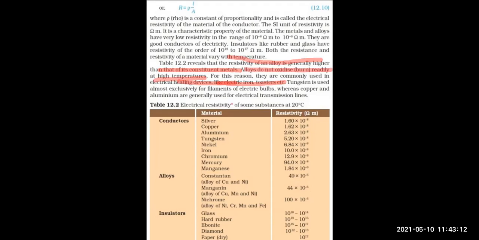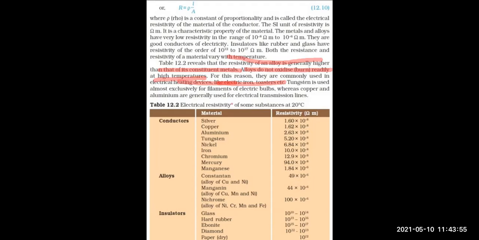Okay, beta. Next, children, tungsten is used for the filament of electric bulbs. It is for the same reason. Tungsten is used because it has high electrical resistivity, right? So what will happen when we pass current through the bulb? The filament, which is made of tungsten, gets heated, and as its resistivity is high, on passing high current through it, it will get heated but will not burn that easily, and it will glow. That is, it will give us light energy. So electrical energy is converted to light energy, right?